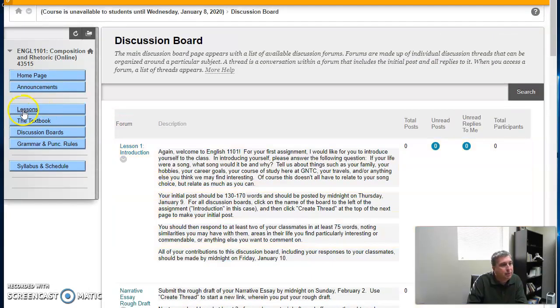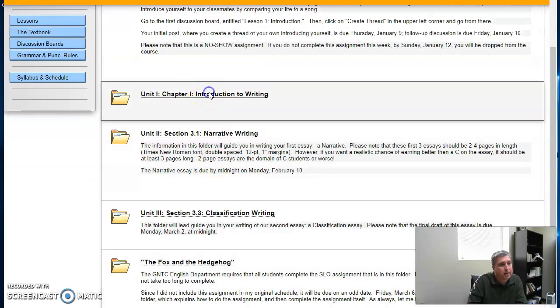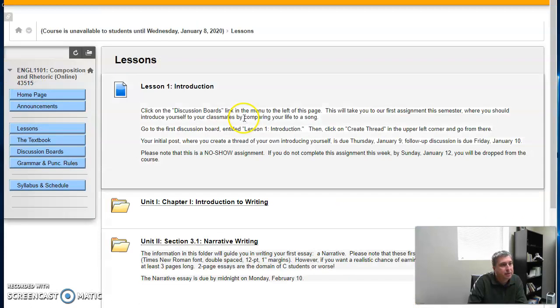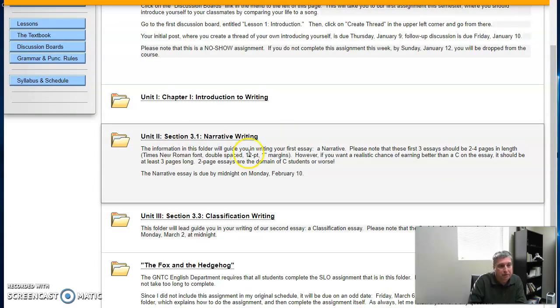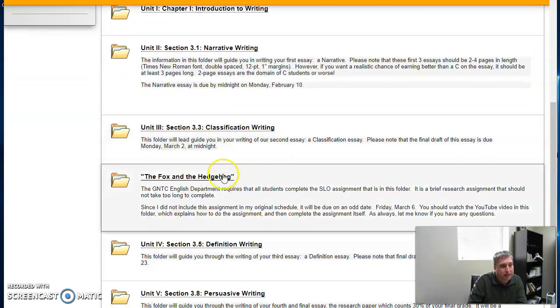But otherwise, once you've done your initial introductory assignment, you just go in order. Unit 1, you have two lessons for that, and of course it gives you the due dates here, and then you just go to Unit 2, which is your first essay. Unit 3 is your second essay. We have this little extra assignment, which is pretty easy, this fox and hedgehog assignment, and then your third essay, and finally your research paper.